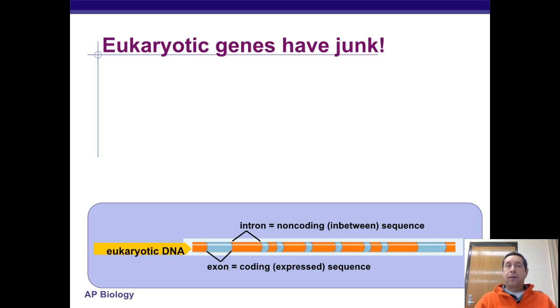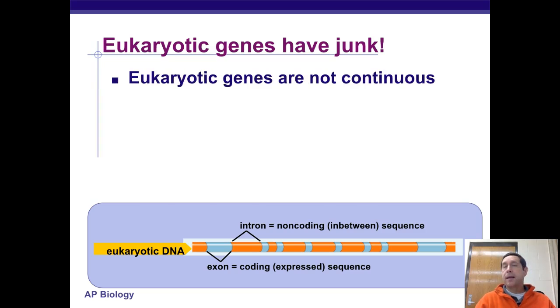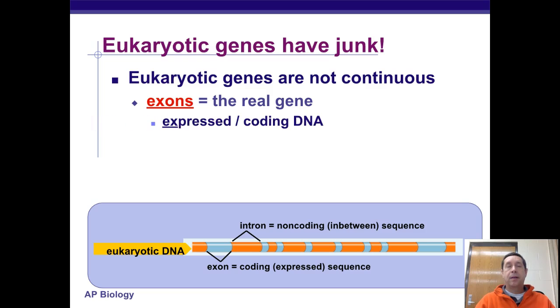But one of the things that we've learned is that eukaryotes, unlike prokaryotes, in the gene, there are areas that are non-coding. Now, we used to call this junk DNA, but we now know that it does have a purpose. So junk is maybe a poor term to use there, but it's kind of hung around. Eukaryotic genes are not continuous. There are the parts that actually code for the protein, the exons, and then there are the intervening parts, the introns, the junk.